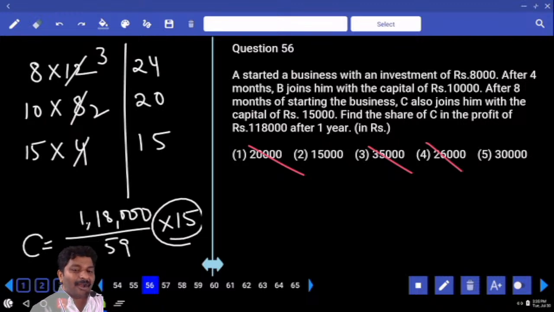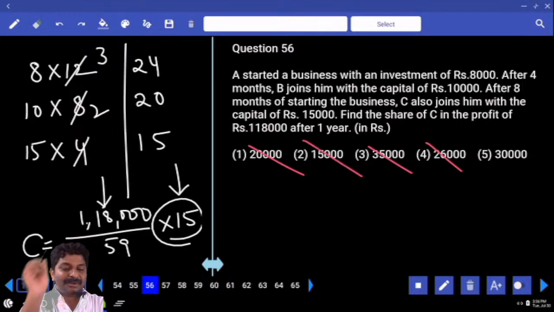Concentrate on zeros. How many zeros should come in your answer? 4 zeros. Why? Apart from 3 zeros, there is a 5 multiple and there is an even number. When you have an even number and a 5 multiple, your answer should have one more extra zero. How many zeros should be there? 4 zeros. Second eliminated.